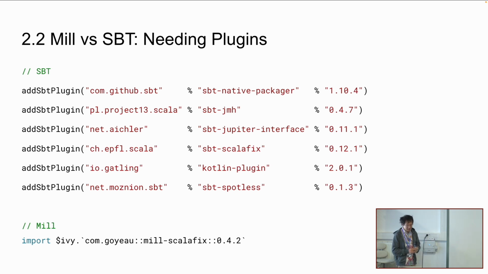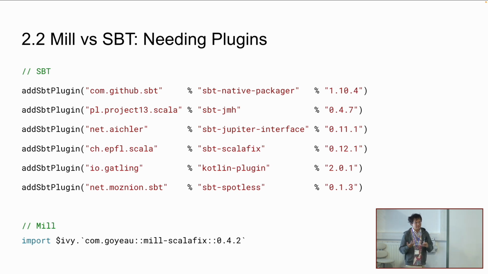So with Mill, Mill does still have plugins, and in this case, we still need a Scala fix plugin. That's the external plugin that someone wrote for Mill. But by and large, most of the things that you do with Mill are built in. So for example, creating assembly jars, which is what most people use native packager for. Mill has assemblies built in, and I just showed it to you earlier. You just run .assembly, you get an assembly, you can run it.